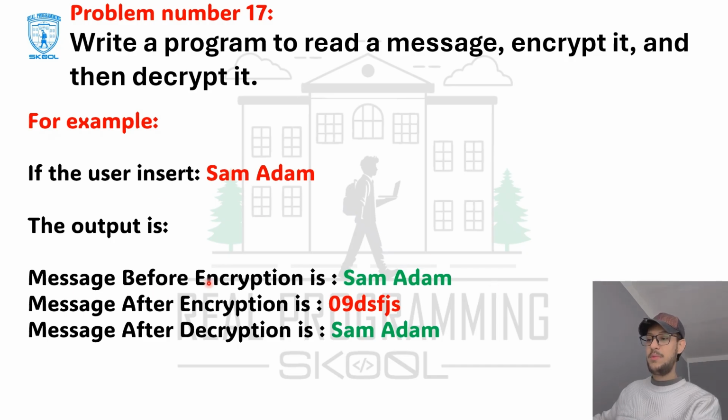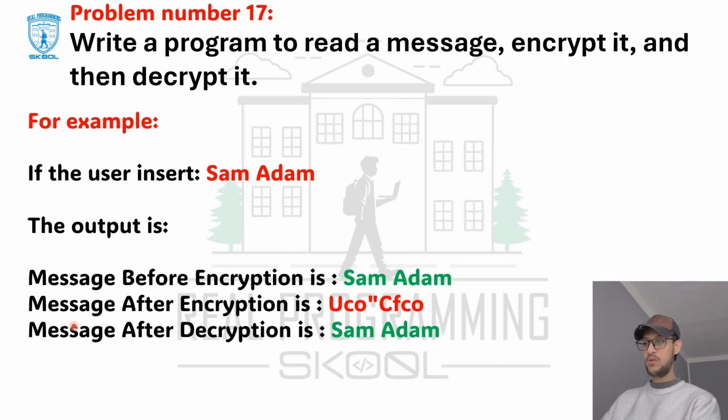So the output should be: message before encryption is Sam Adam, the same. And before we send this message to another user, we need to encrypt it. So the compiler takes the original message, which is Sam Adam, my name, Sam space Adam. The first result will be displayed on the console screen: message before encryption is Sam Adam. This is the original message, as the user inserted Sam space Adam, which is my name.